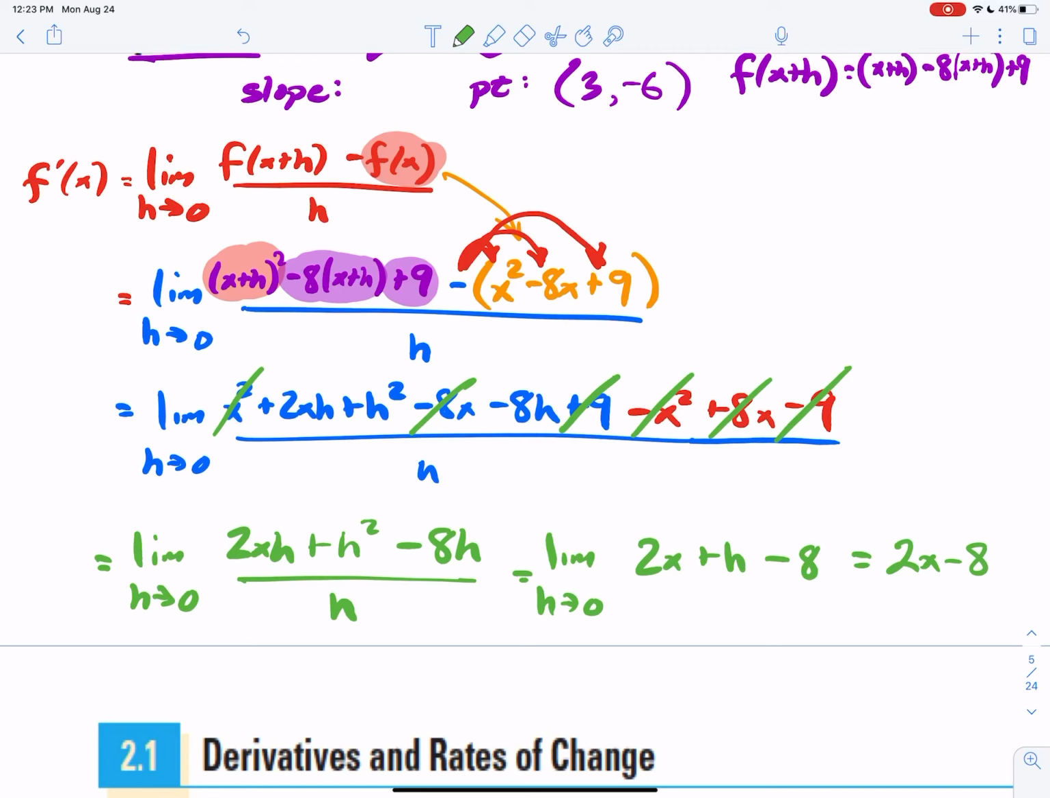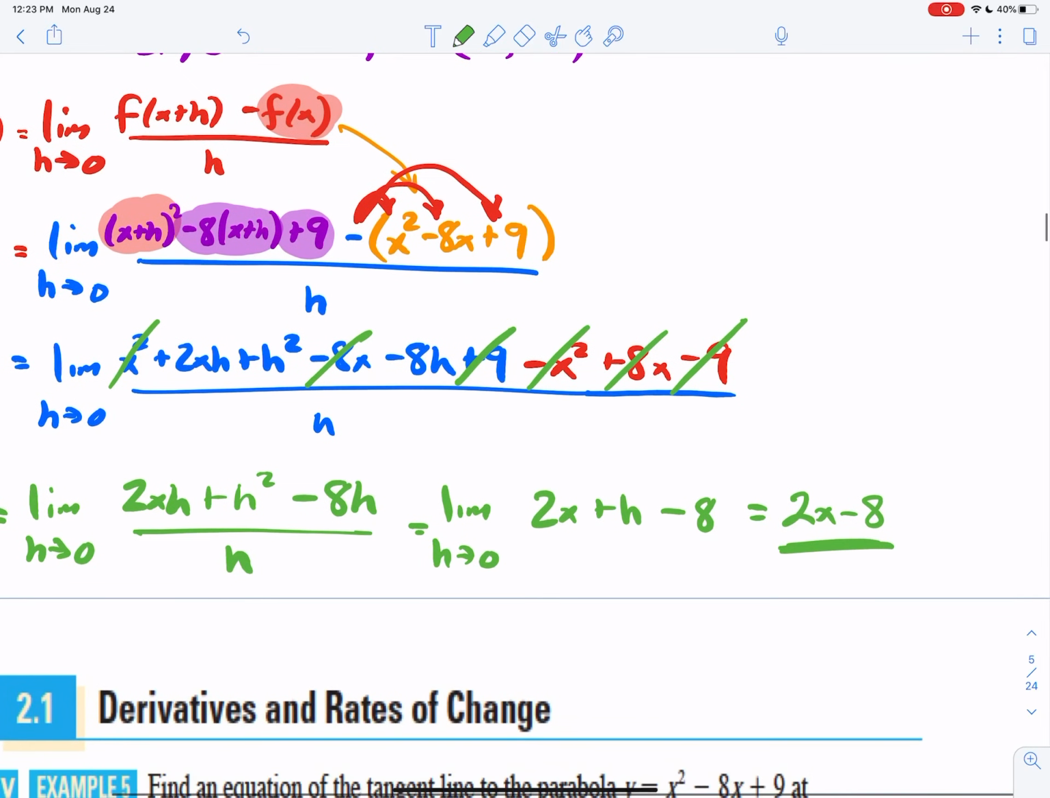Think about what this means here. Pause and play when you're ready. 2x minus 8 represents the general slope of the tangent line. That's just the slope, okay? Now, I want a specific slope. So how do I do that, you guys?